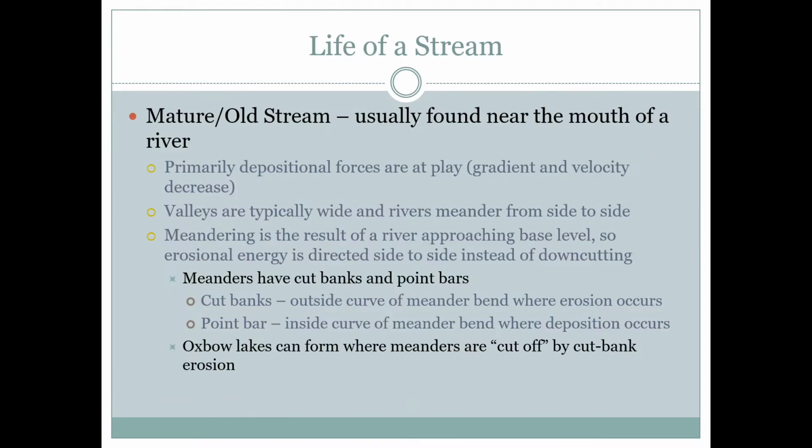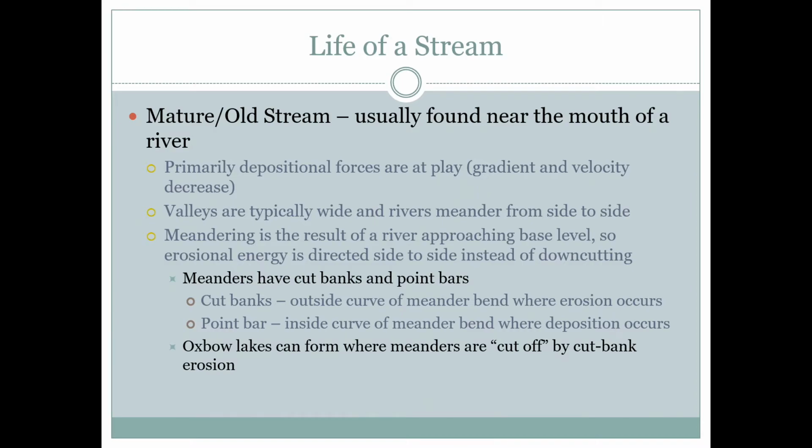The other type is the mature stream, okay? So we have a youthful stream. In the life cycle of a stream, there's also mature streams. These are usually found near the mouths of rivers. And in mature streams, whereas in youthful streams, erosion is the primary thing going on, in mature streams, deposition is the primary thing going on. Because why? Gradient and velocity have decreased.